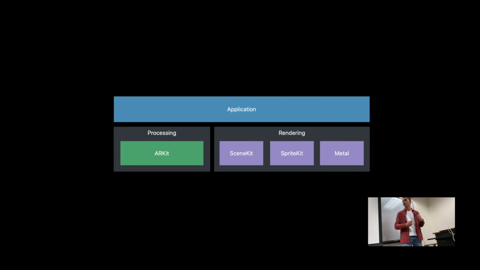So, as I said, ARKit handles all the processing for you. Then you can use the rendering engine of your choice, such as SceneKit, SpriteKit, or Metal. And then we have the application layer, which is basically your app that can utilize all those functionalities for free.